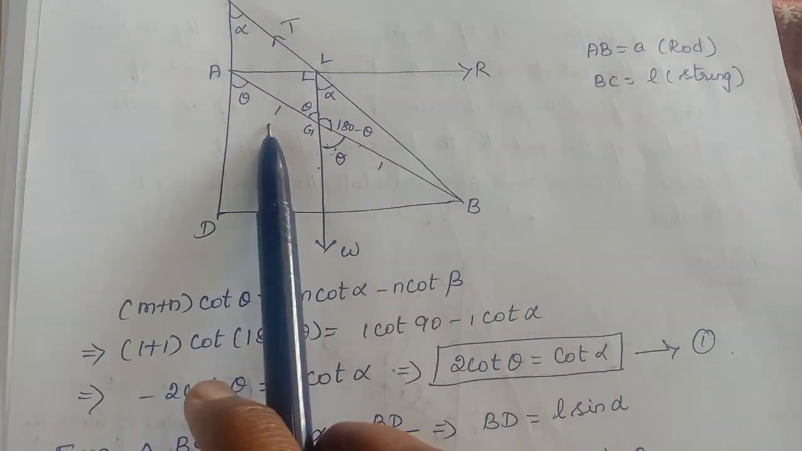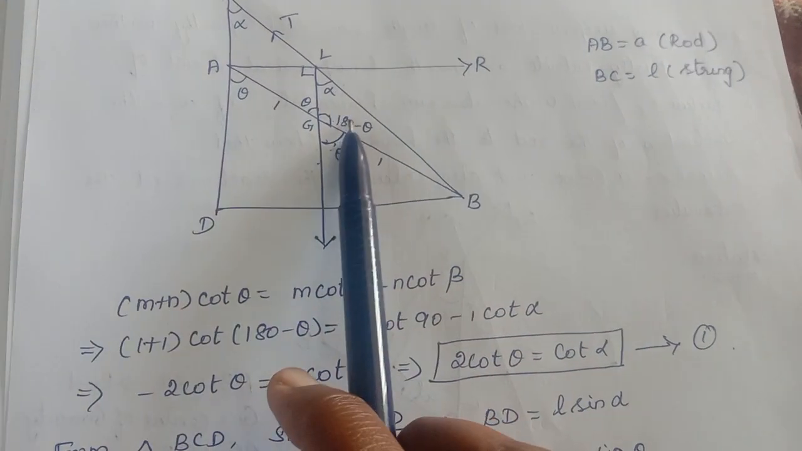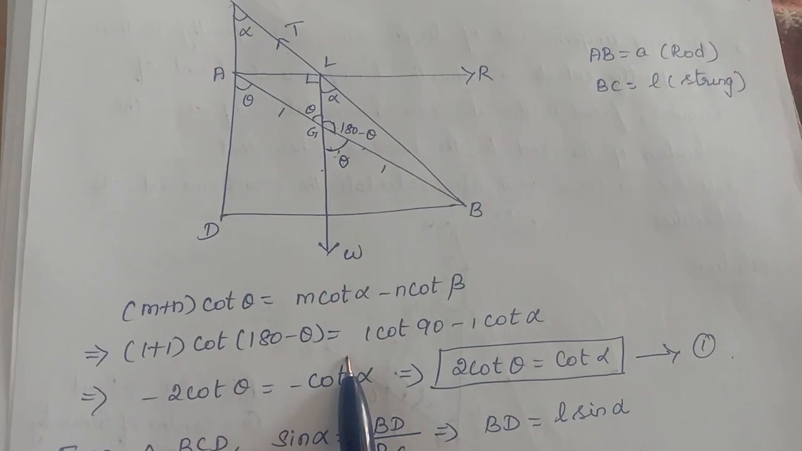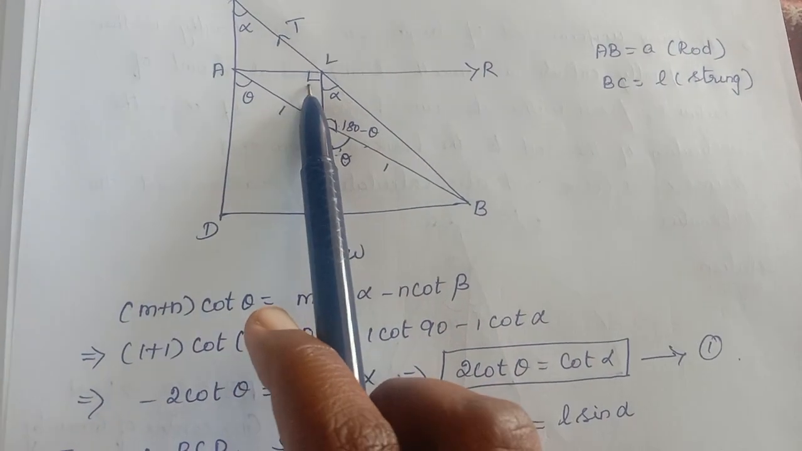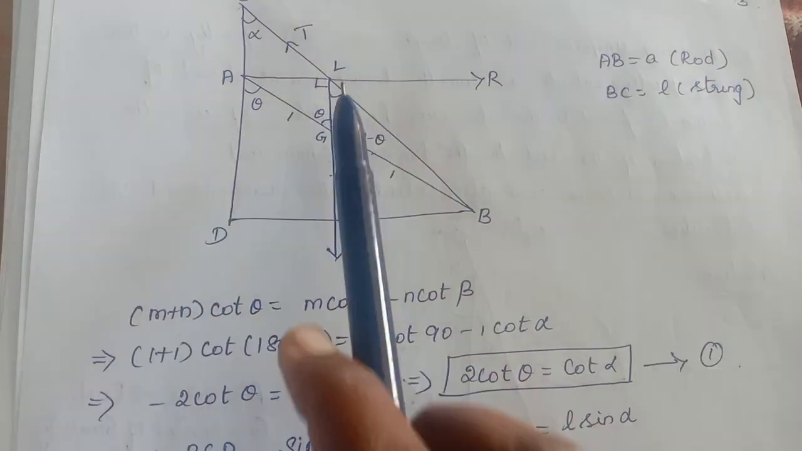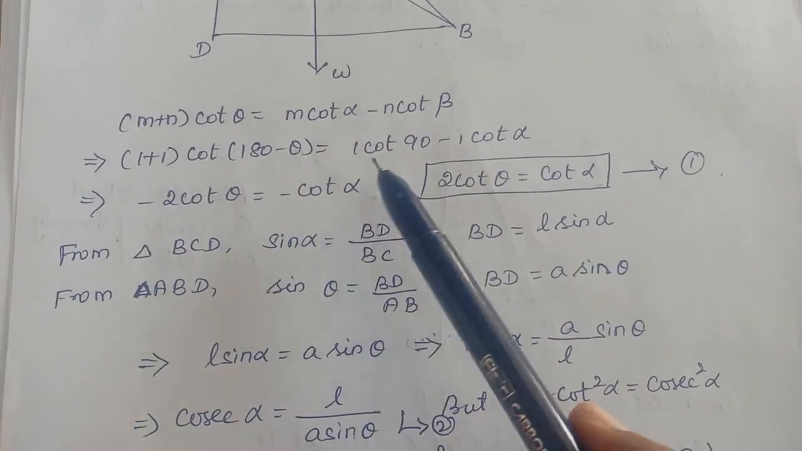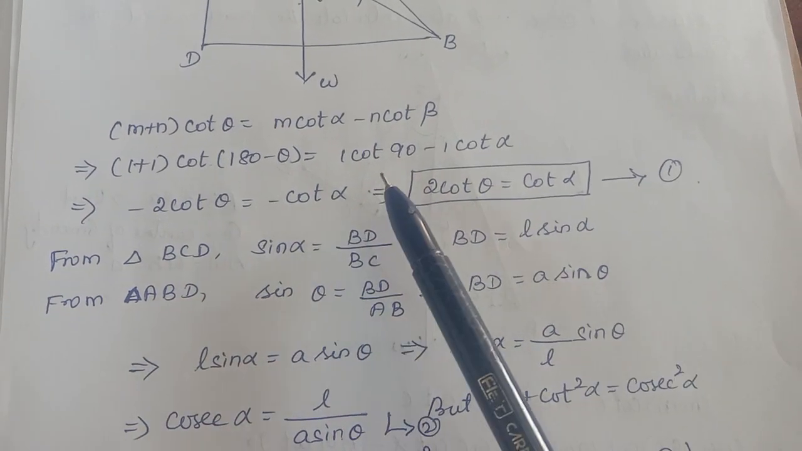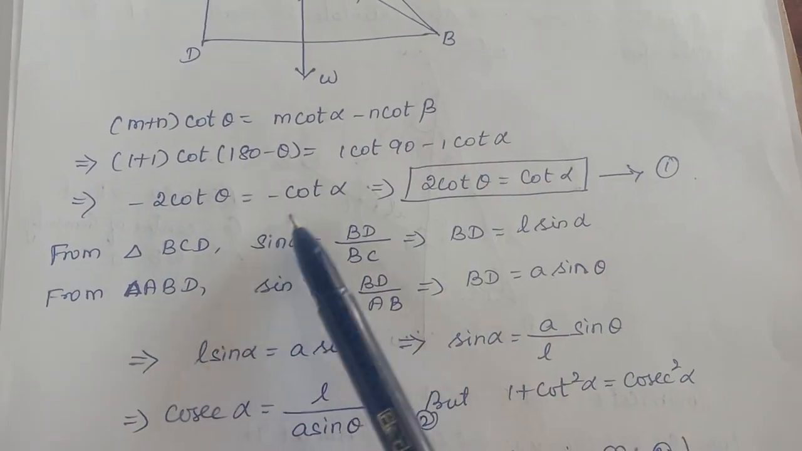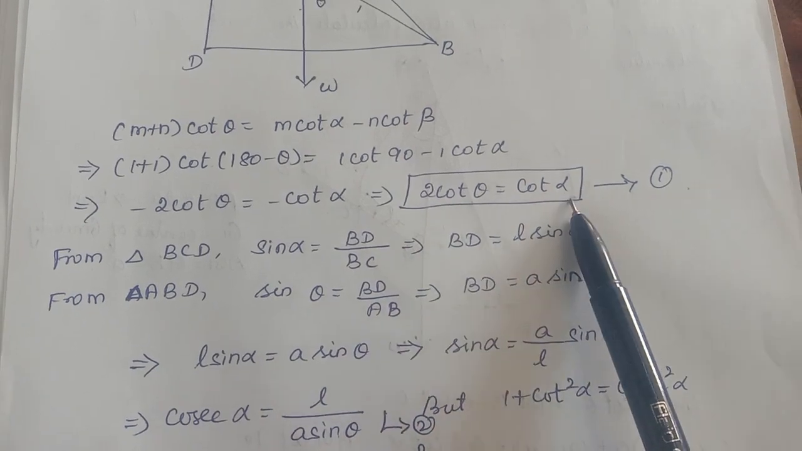M plus n cot theta. So 1 plus 1 cot of, here instead of theta we have 180 minus theta, equal to 1 cot 90. This is 90, no? Minus 1 cot alpha. Right. So 2 into cot of 180 minus theta, which is minus cot theta, equal to... this is 0, this is minus cot alpha. So 2 cot theta equal to cot alpha.